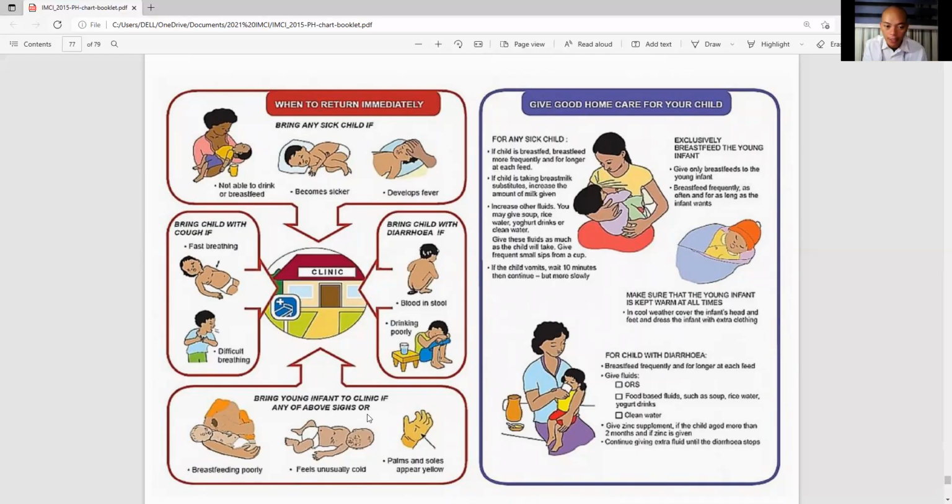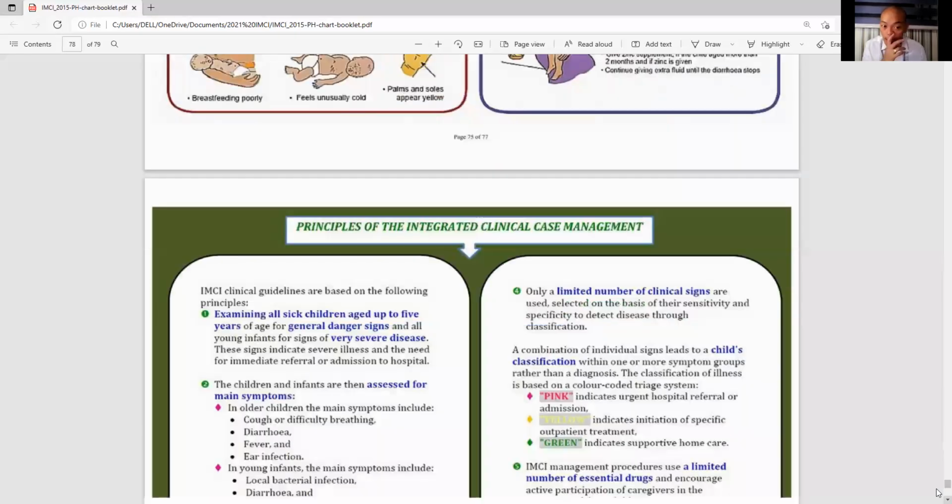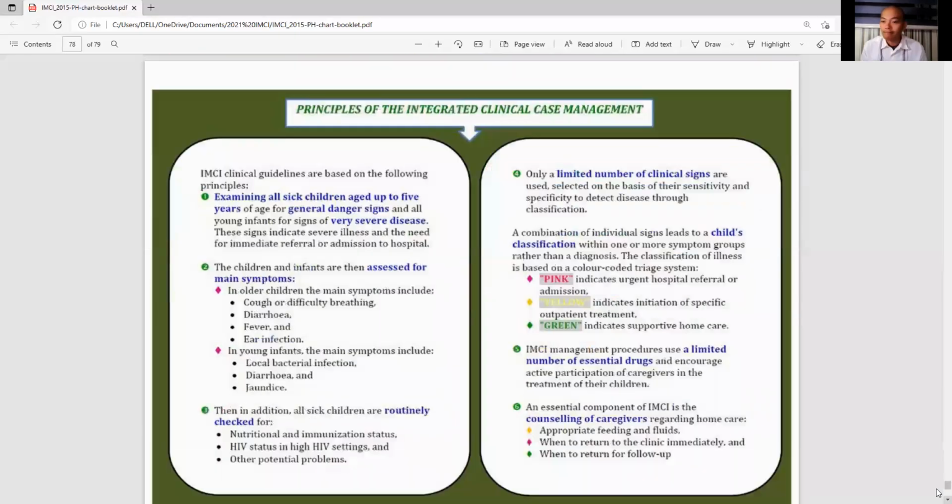Teaching photos. Bring the infant to the clinic if the baby is not feeding well, is cold, shivering, or if there is yellowing, such as yellow palms. One thing, you can also scan it and print a copy to give to the mother, even for the medications. It's different when it is written down.